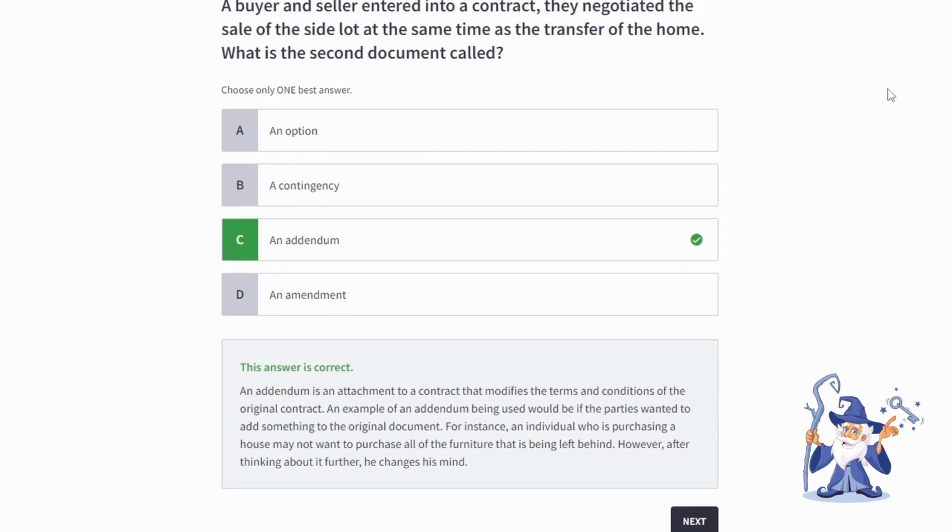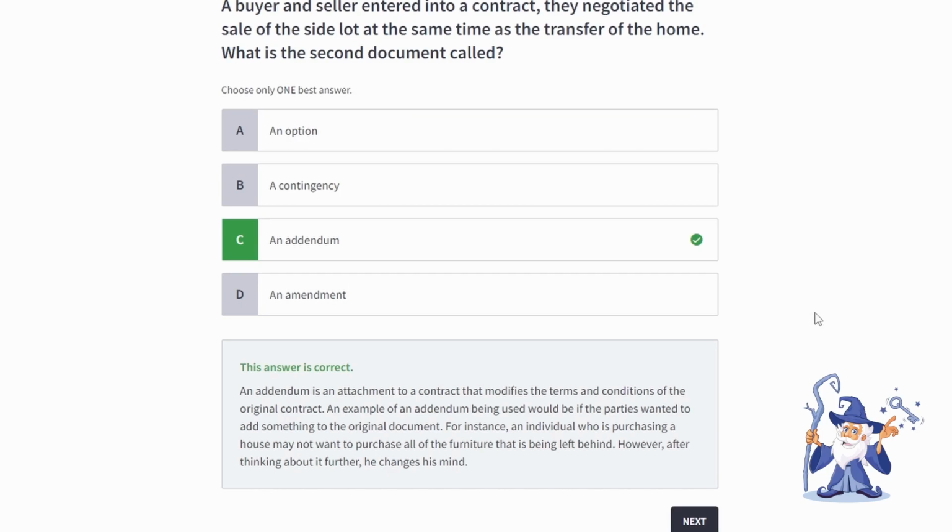So they're adding something. An addendum is an attachment to a contract that modifies the terms and conditions of the original contract. So the key hint to this problem is right here. It says the buyer and seller entered into a contract. So again, they already entered into that contract, so they need to attach something to it. That would be the addendum.